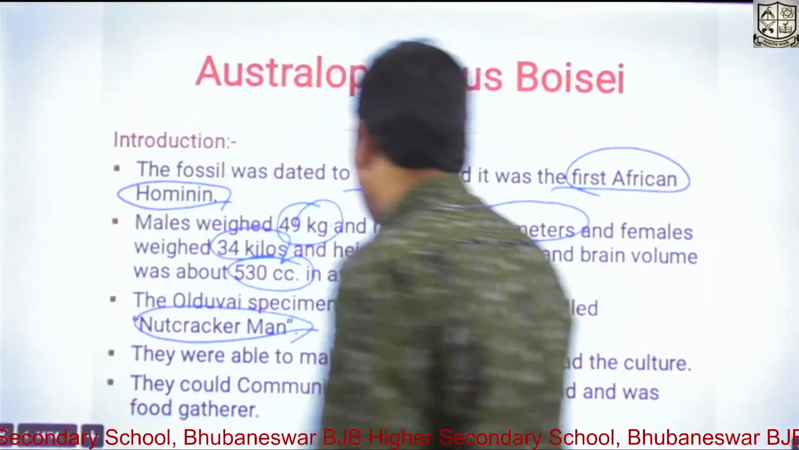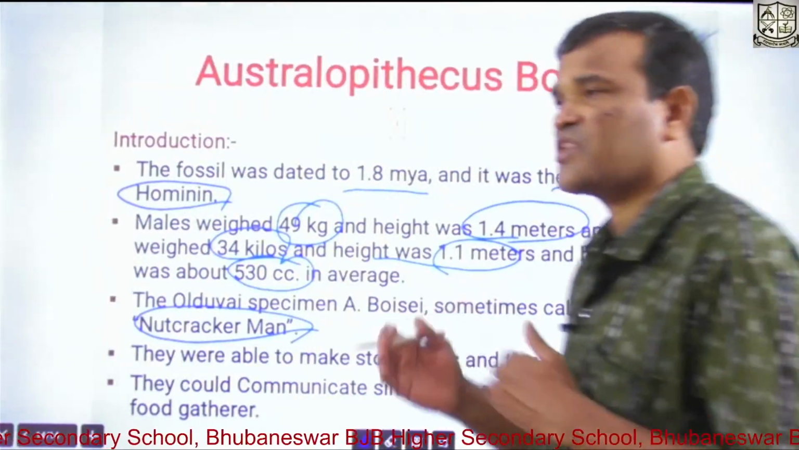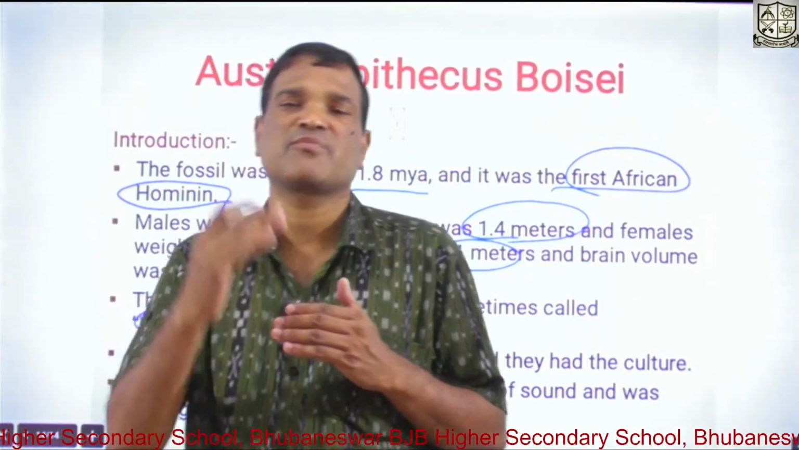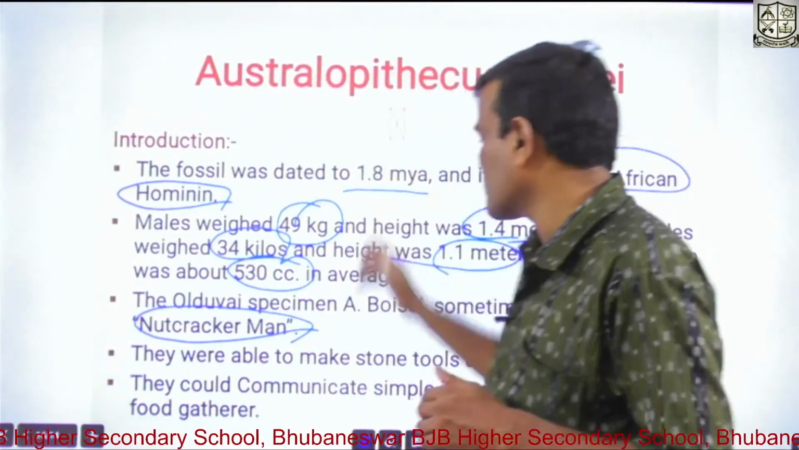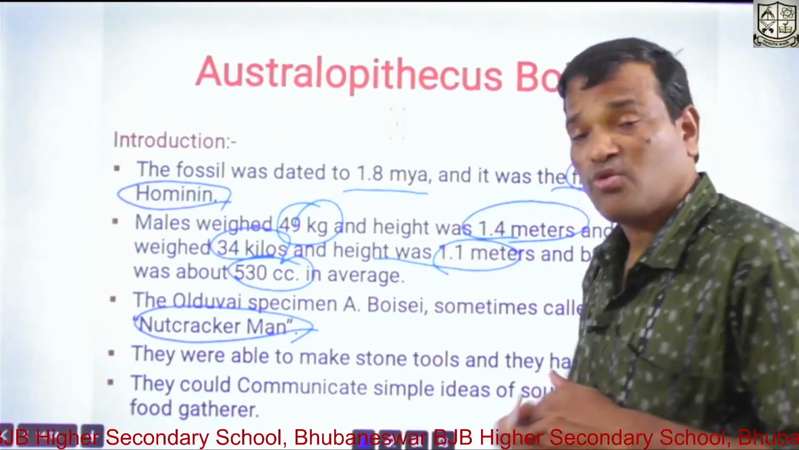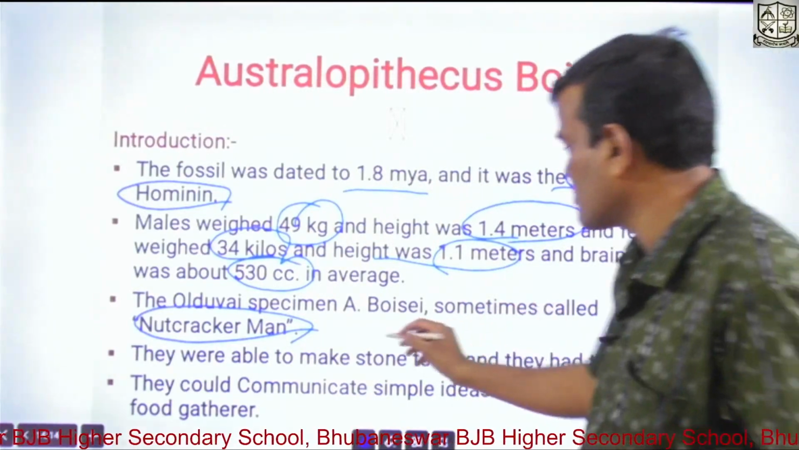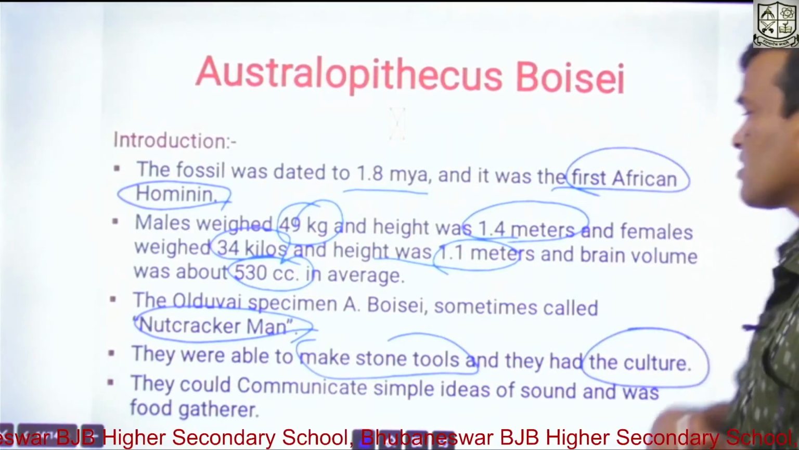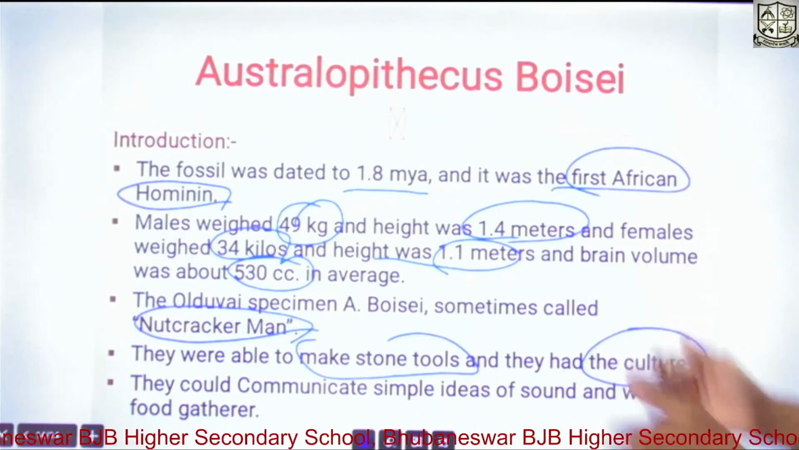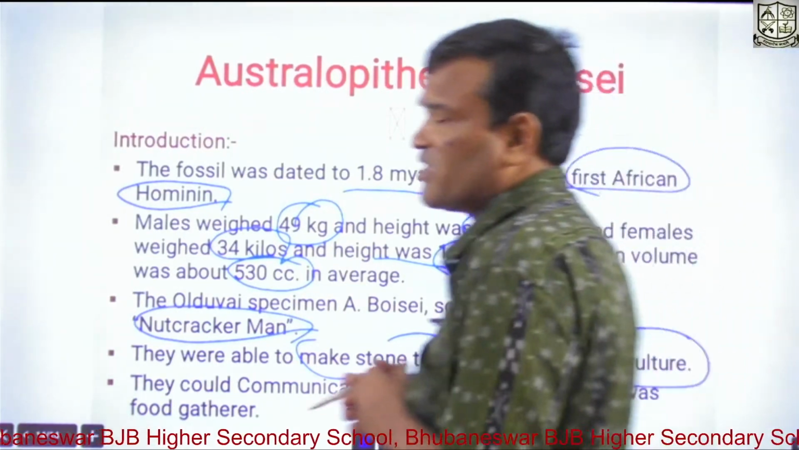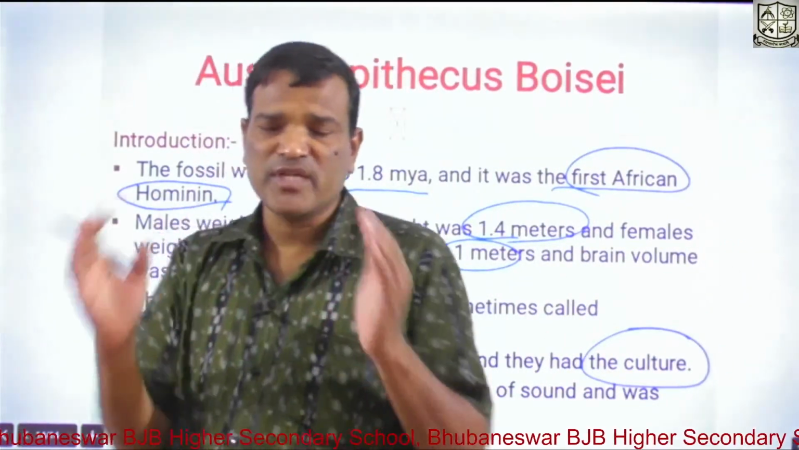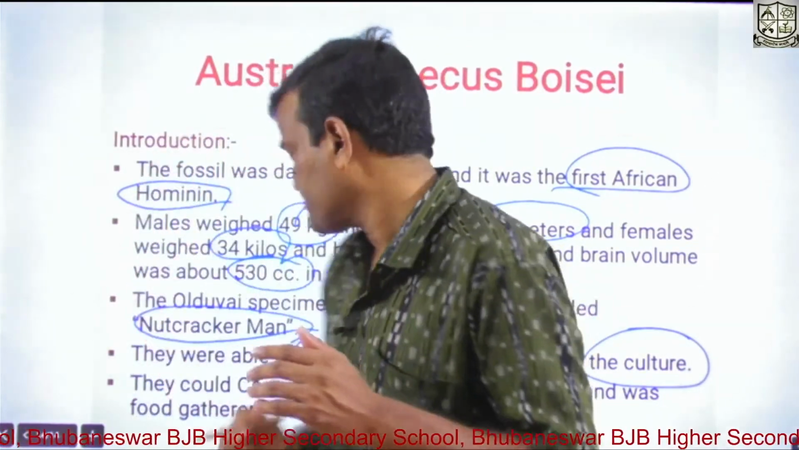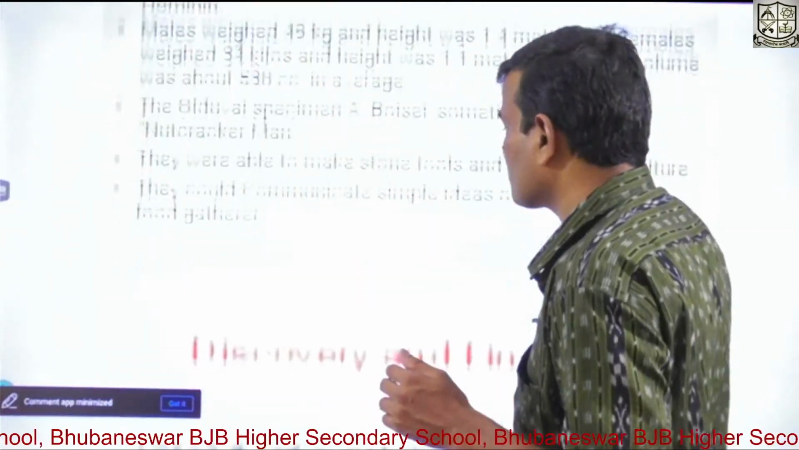And they were able to make stone tools. Australopithecus boisei was able to manufacture stone tools, and they had culture. They could communicate simple ideas through sound and were food gatherers. They could communicate with others by simple language, which is also a hominid character.